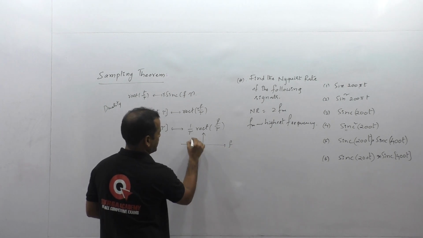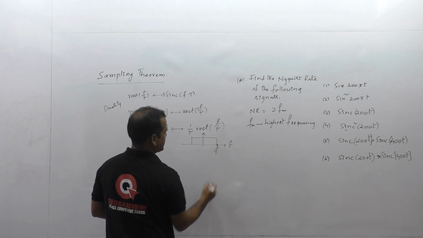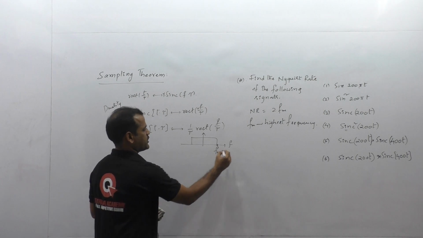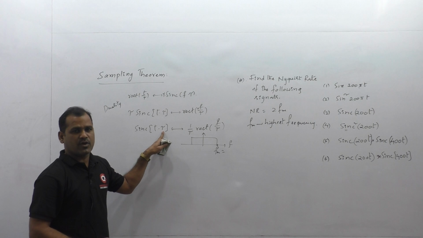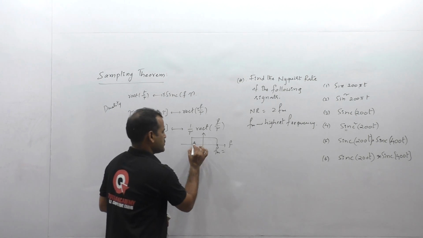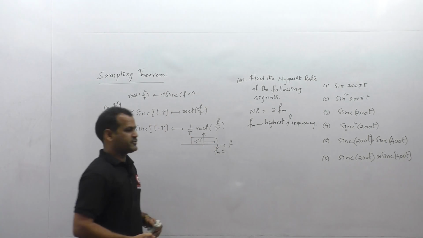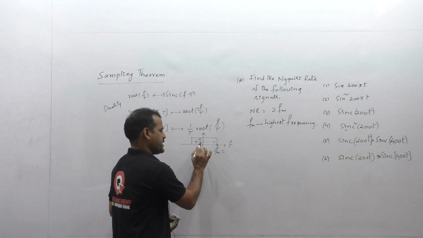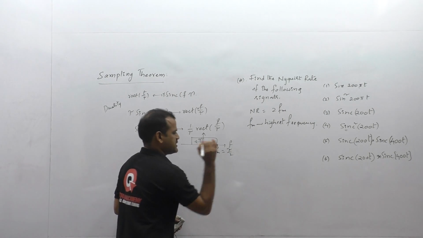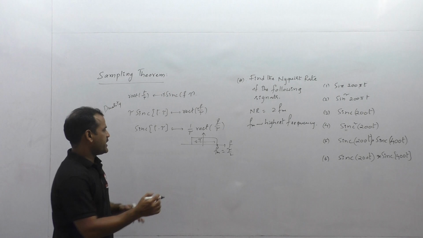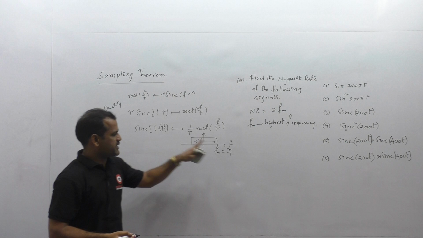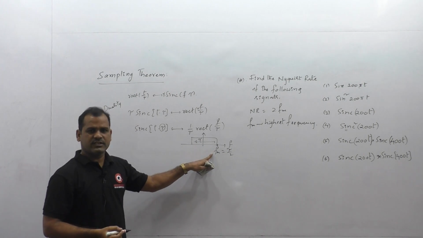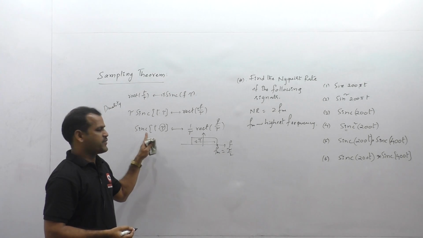in the frequency domain, with highest frequency component FM equal to, observe here in the sinc function, t is multiplied with some constant tau. This tau should be the width of this function in the frequency domain, and since it is a symmetric function, FM is tau by 2. So whatever constant we get multiplying t in the sinc function, that constant divided by 2 we can take as the highest frequency component of that sinc function.